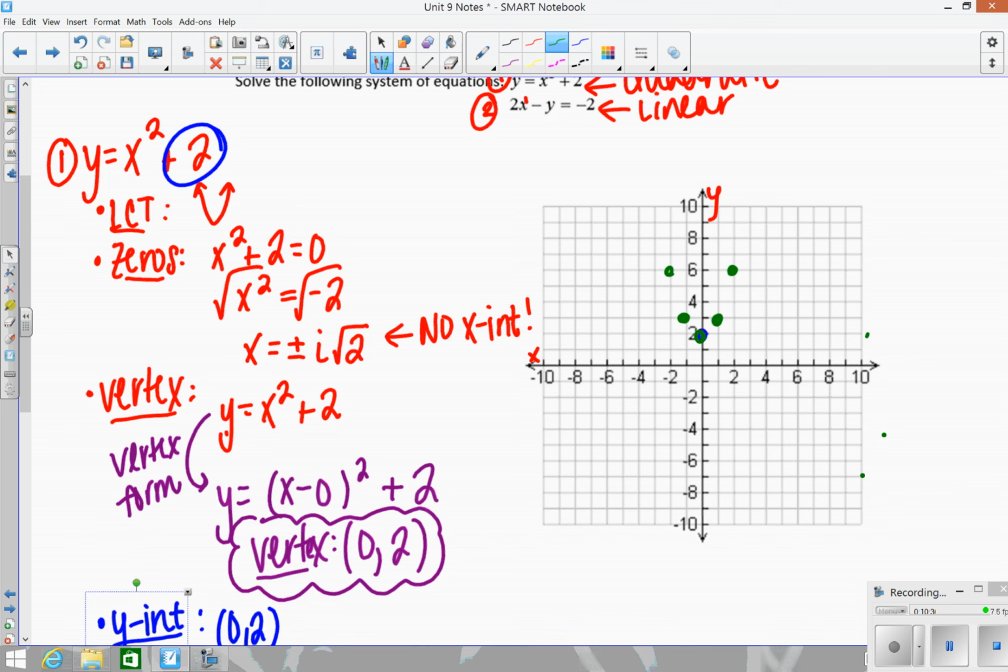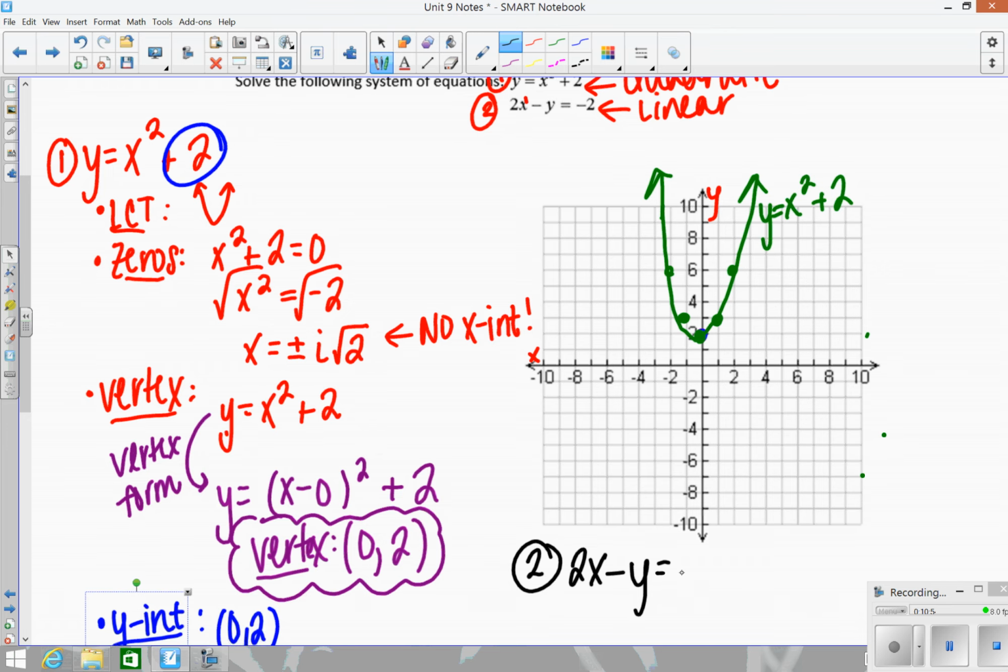So now we can go ahead and connect our parabola now that we have enough points. And we're going to go ahead and label this. And now we're going to look at graphing the line. So now the second step is going to be to graph that line: 2x minus y equals negative 2.